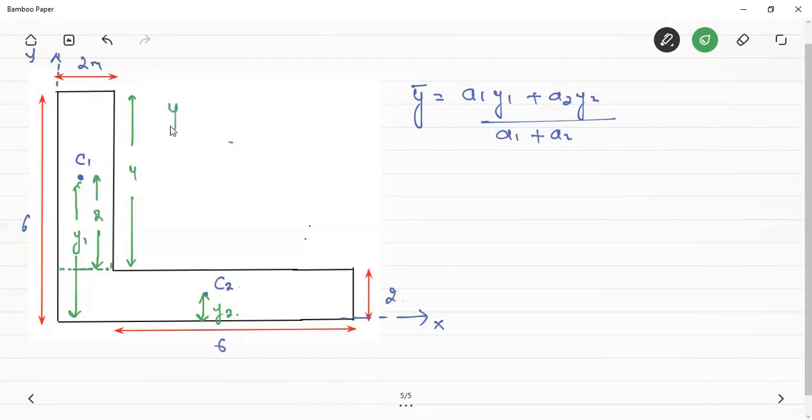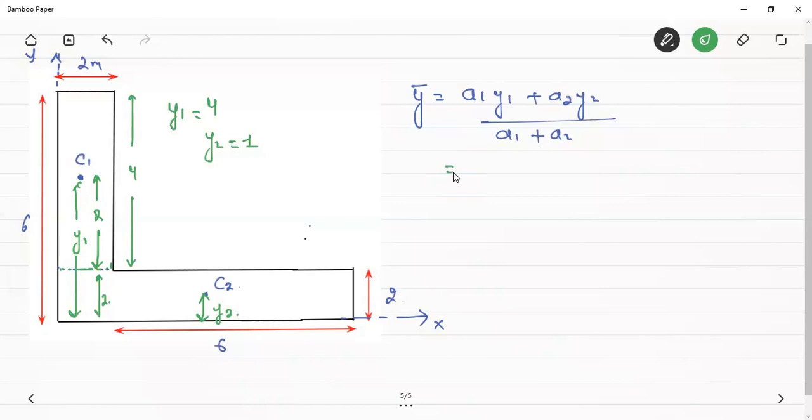But what will be the y1 distance? It will be this 2 plus this 2, because I am measuring this coordinate from the reference x-axis. Okay, y1 is the distance from the reference x-axis. Therefore, this is the complete distance, which is equal to 2 plus this 2. Therefore, y1 will be equal to 4. Y2 is easier to locate. Since this height is equal to 2, its centroid will be at a height of half, that is equal to 1.